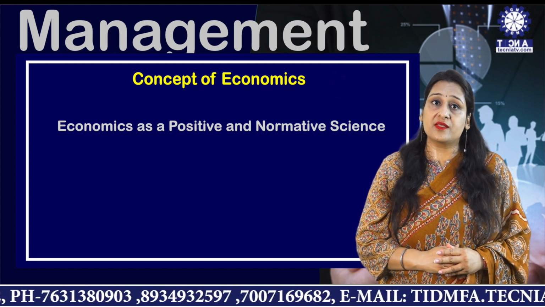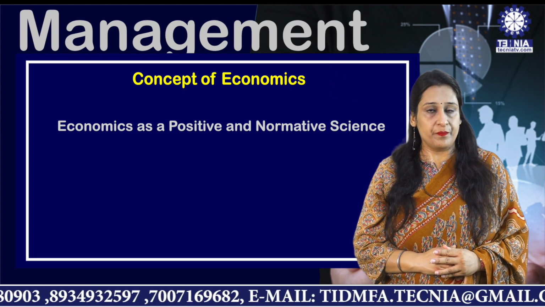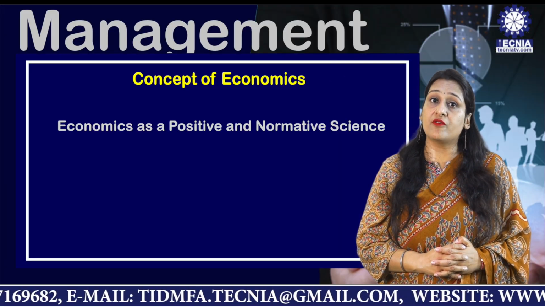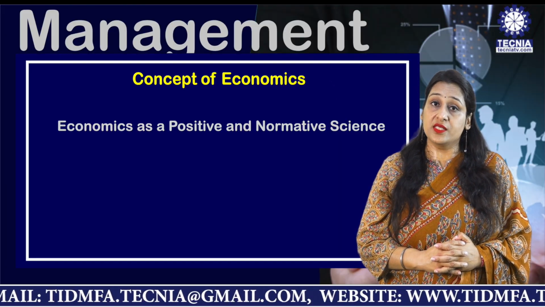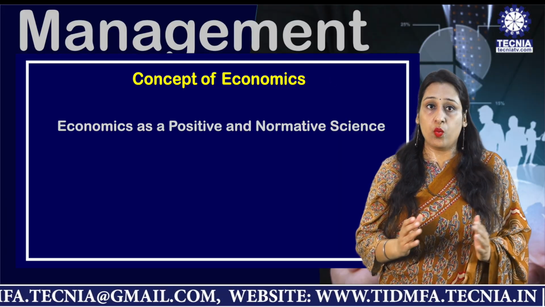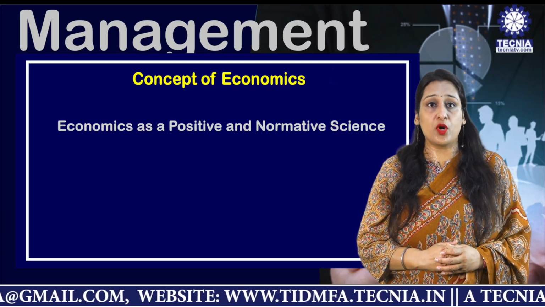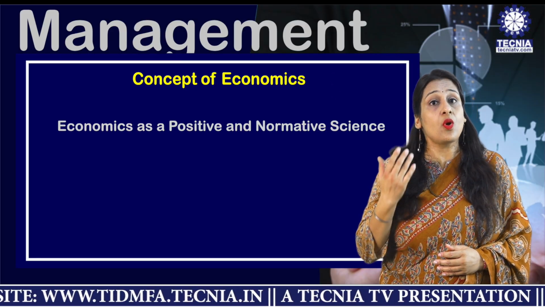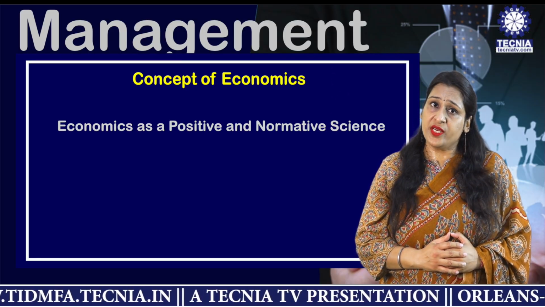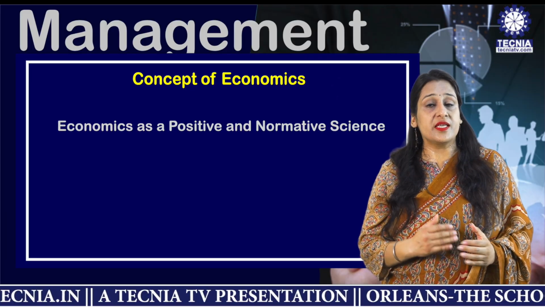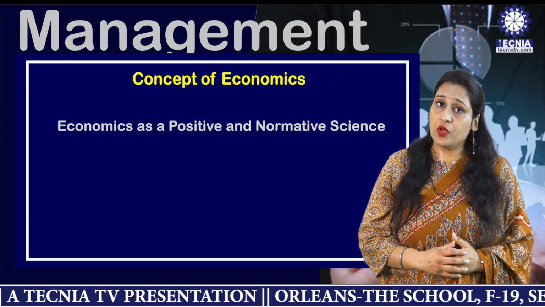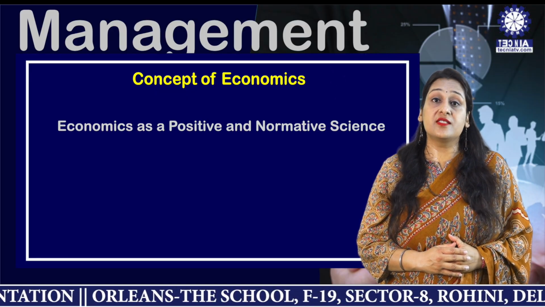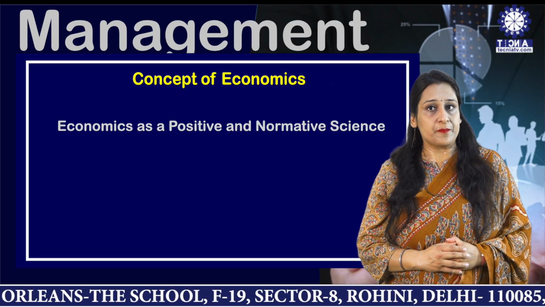Now, economics as a positive and normative science. According to Keynes, a positive science may be defined as a body of systematized knowledge concerning what it is, while a normative science is a body of systematized knowledge relating to the criteria of what ought to be. The objective of a positive science is the establishment of scientific laws, while the objective of a normative science is the determination of the ideals.